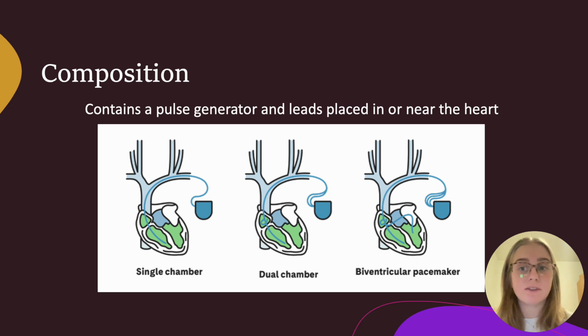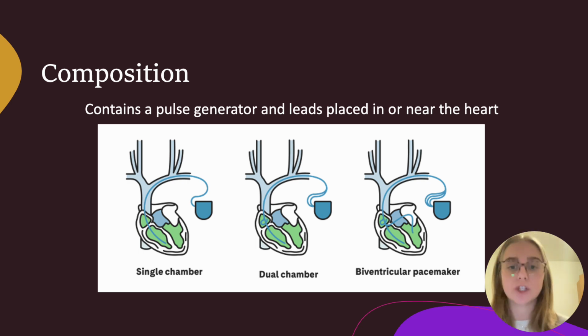While there's a couple types of pacemakers, they are all composed of a pulse generator located in the body outside of the heart and leads placed in or near the heart. First, we have a single chamber pacemaker, where an electrode, in this case an insulated wire, detects the signals and provides an electrical impulse to a single chamber of the heart. This may be the right atrium or the right ventricle.